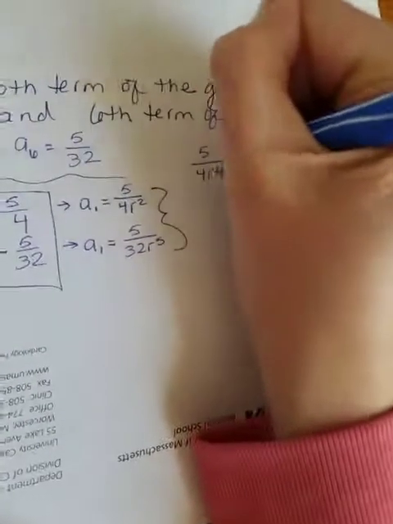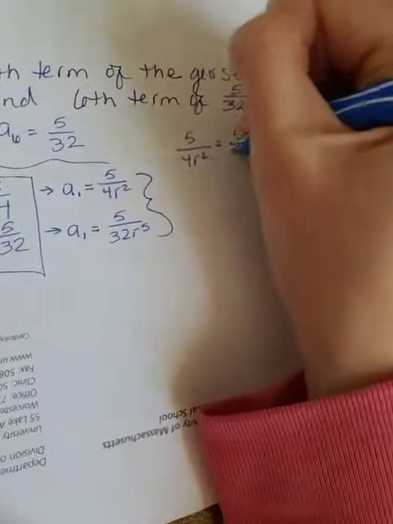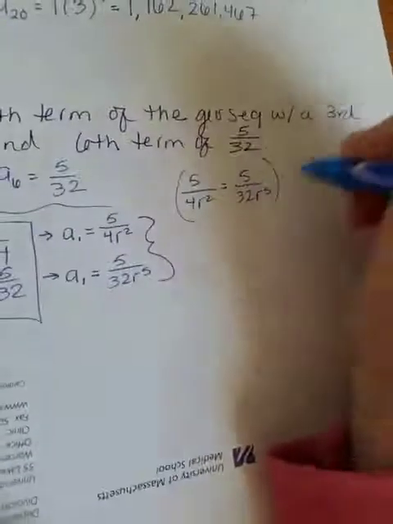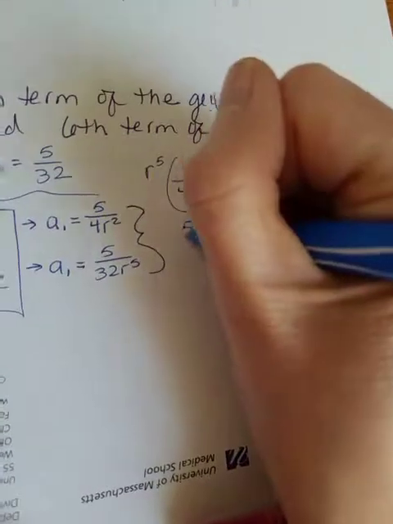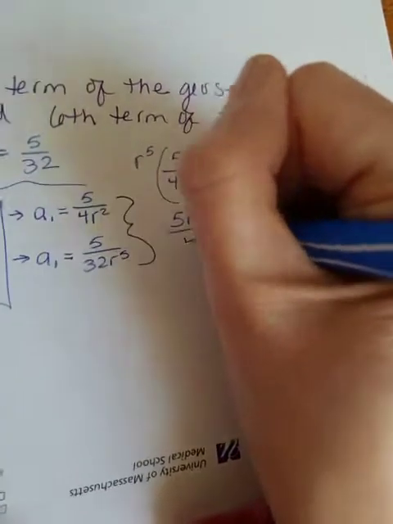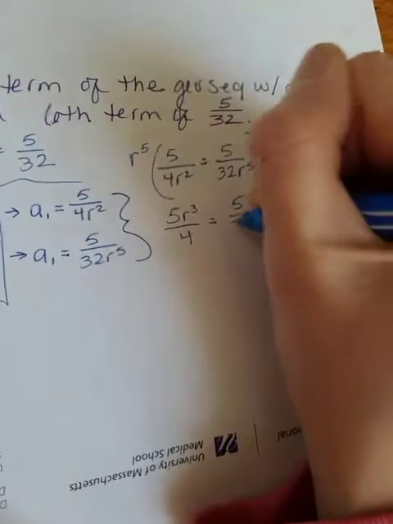Okay, so putting these together by substitution, I would have 5 over 4R squared equals 5 over 32R to the 5th. I'm going to choose to multiply everything by R to the 5th, a couple different ways you could do it. But this on the left will leave me with what? 5R cubed over 4 equals 5 over 32.